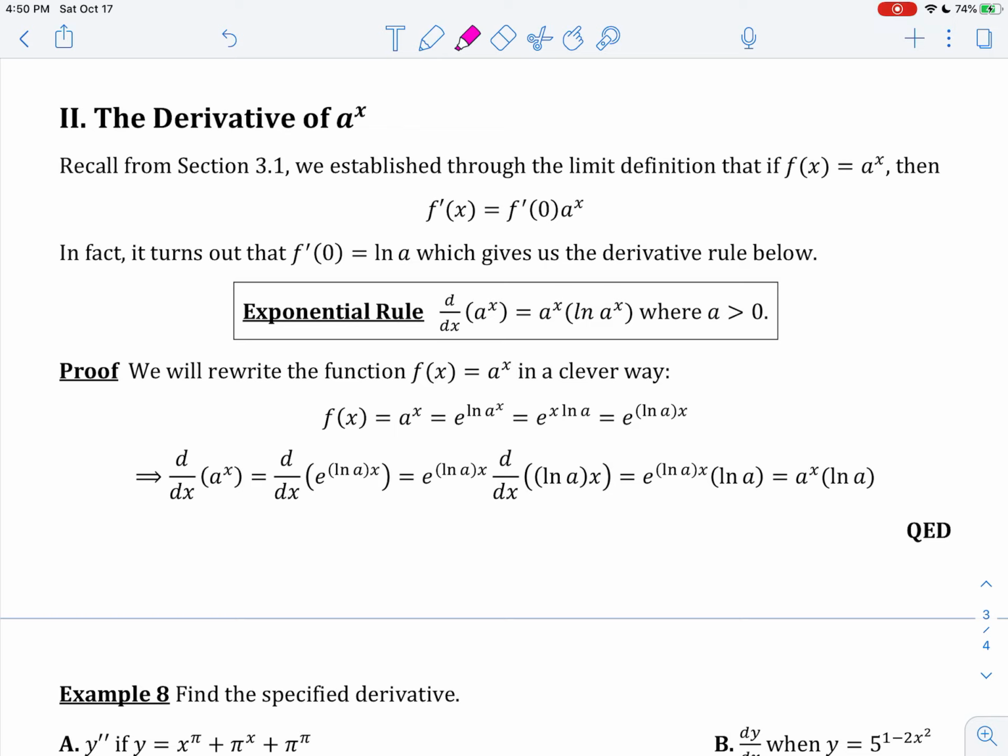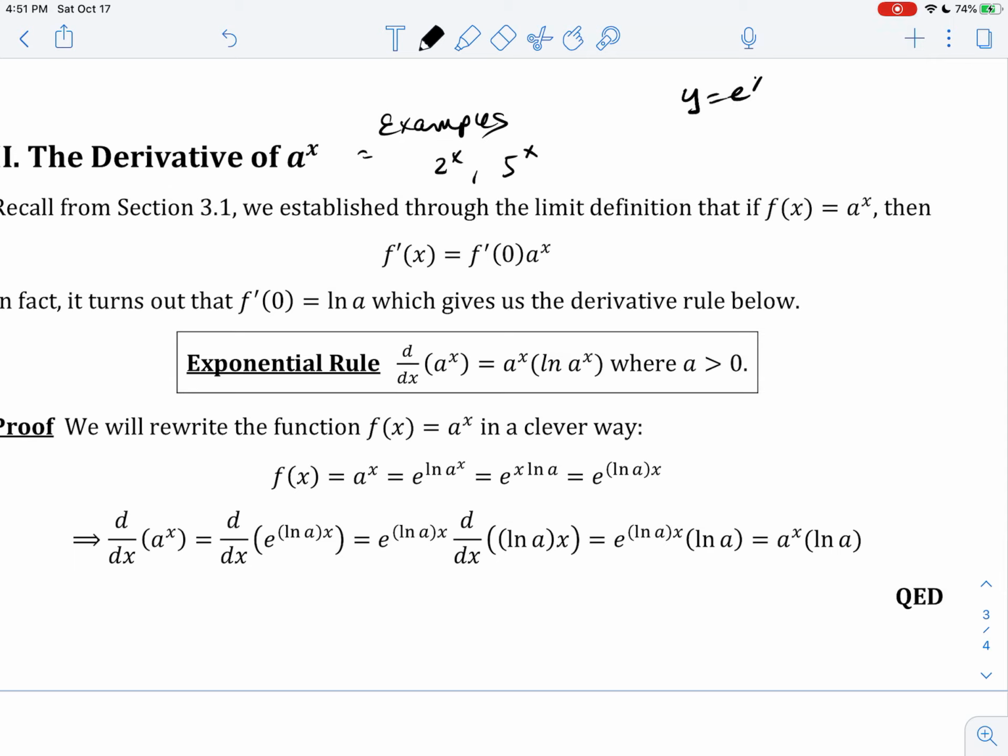Here we have more applications: the derivative of the exponential function. Examples might be 2 to the x, 5 to the x. These are all exponential functions where the variable x is in the exponent, so therefore exponential. You would not use the power rule on these.